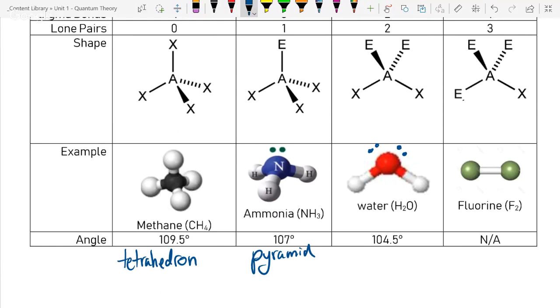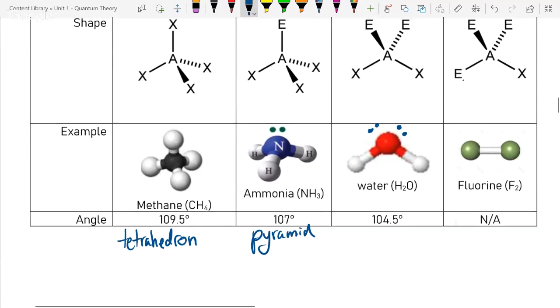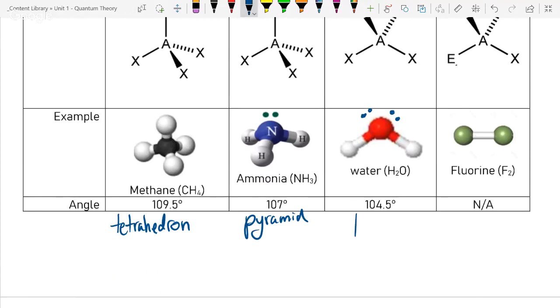Now we get to water, and what would we say this shape is? This is a very scientific term. It kind of is teeter-totterish. I like that. Well, can I tell you what I was always taught? I'm sure there was a more formal one somewhere, but all I have ever heard, it's bent. It's not straight, it's bent. But note that the angle now is 104.5.